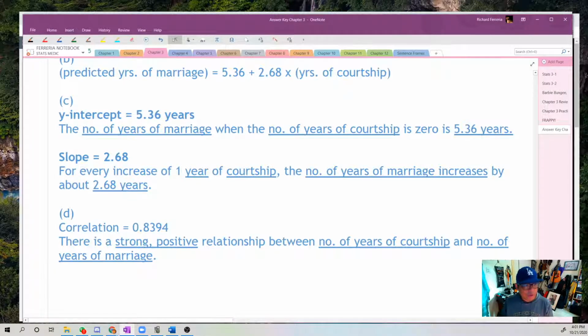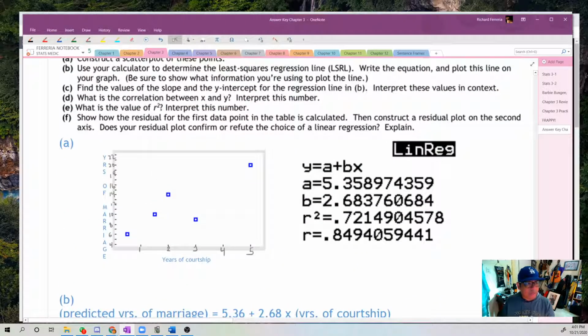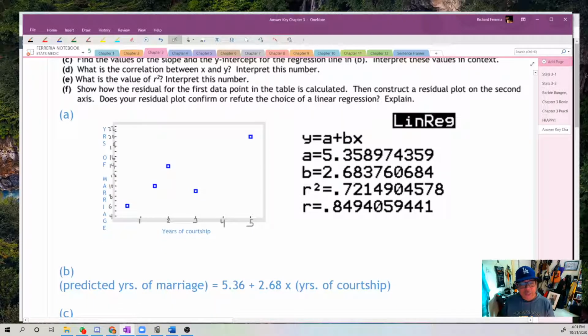So let's move on to letter E. Letter E is, what is the value of r squared, and interpret this number. So it's another interpretation of r squared. We'll go through it quickly, but r squared is right here, 0.7125.